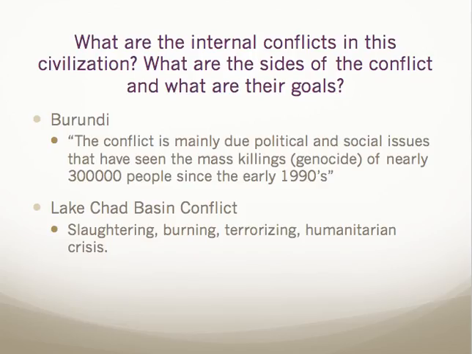So what are the internal conflicts of the civilization? Well, there are a ton of internal conflicts. There's a lot of civil wars going on. There's also a lot of terrorist attacks going on, within the civilization. For example, in this place there's been mass killings of nearly 300,000 people since the early 1990s due to political and social issues. And then in the Lake Chad Basin conflict, there's been a ton of slaughterings, burning, terrorizing, a huge humanitarian crisis over there, and definitely there's a ton of terrorists that are involved.